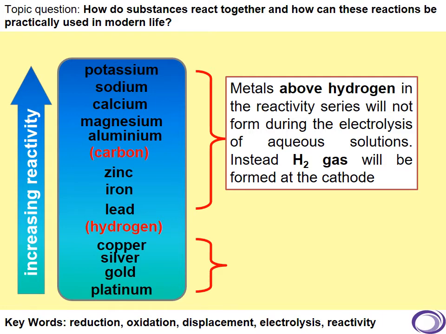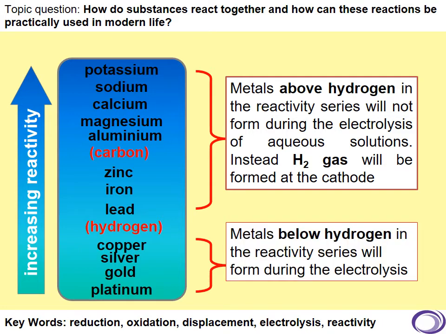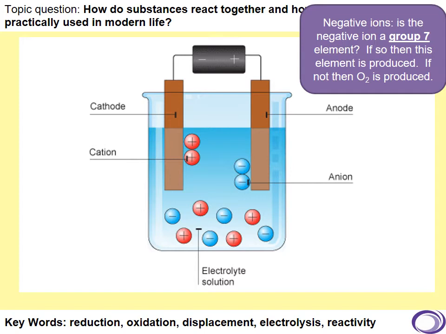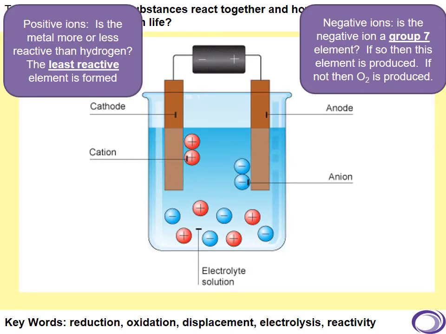We look at the elements below hydrogen then. In this case, hydrogen is more reactive, so more likely to lose its electron, and in which case the metals below hydrogen in the reactivity series will be formed during electrolysis. So going back to our electrolysis cell, we've said at the anode we produce either an element from group 7 or oxygen, but at the cathode, where the positive ions will be attracted, we need to consider, is the metal more or less reactive than hydrogen? And in this case, the least reactive element will be formed.